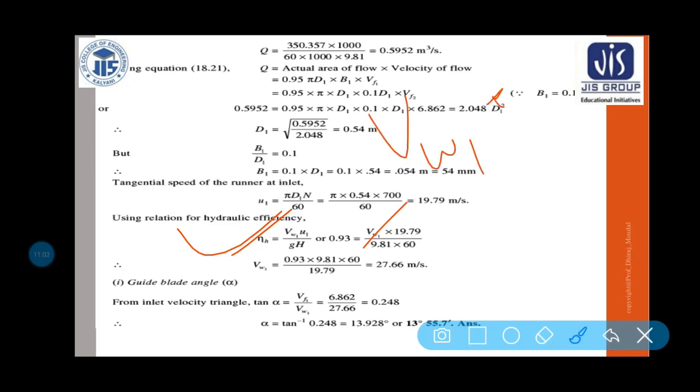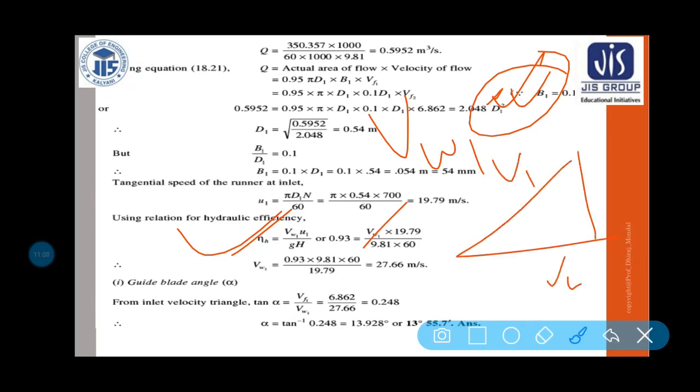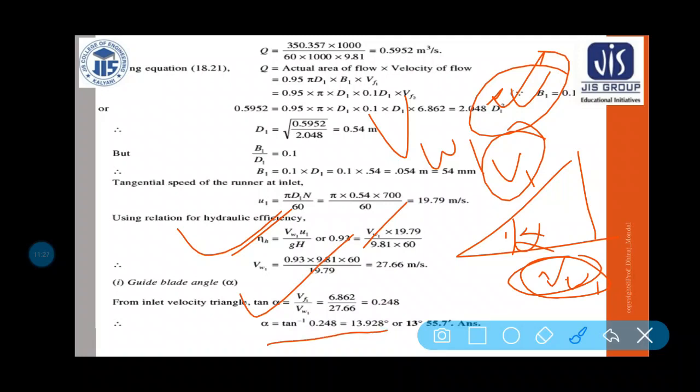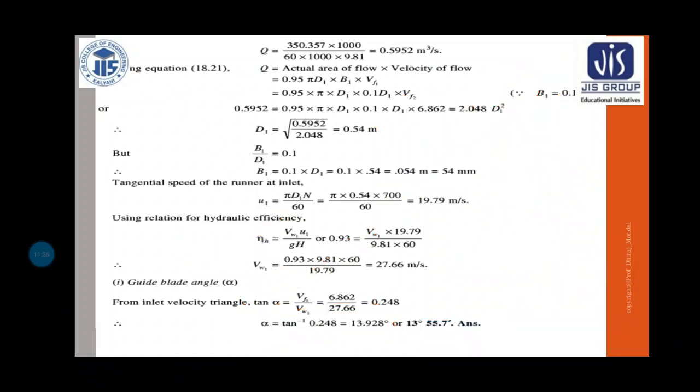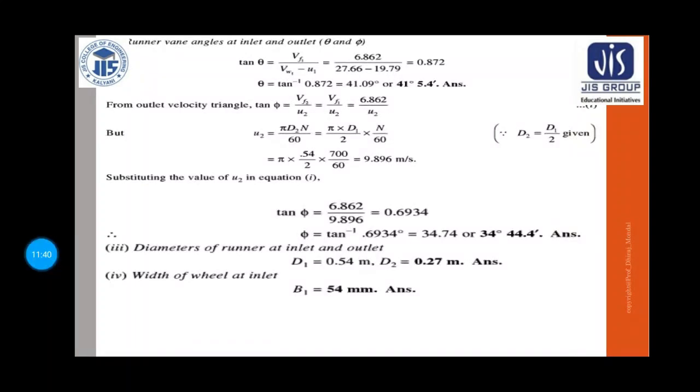As you have got VW1, and V1 you know, can I find out alpha? Because we know that cos alpha is equal to VW1 by V1, or you can write tan alpha also. So with cos alpha or tan alpha, anything, you can find out alpha from this velocity triangle, that is 13.9 degrees. As you have got alpha, then you can easily find out theta. So tan theta is what?